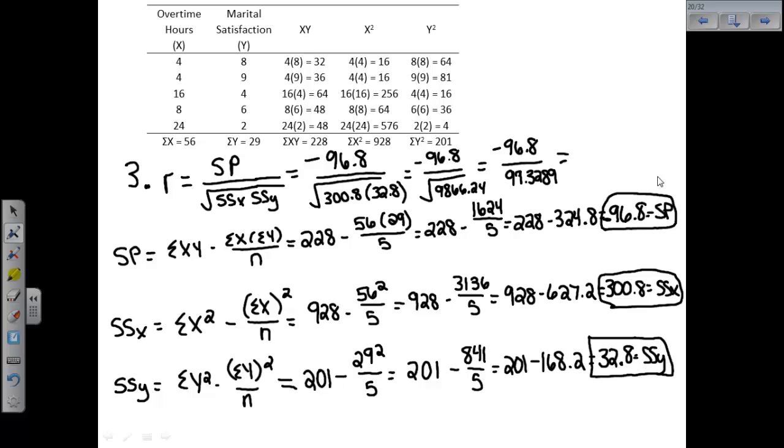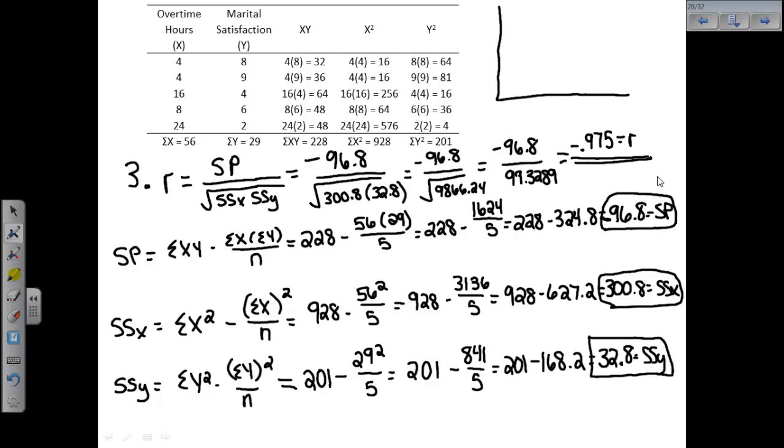And you end up with a final value of negative 0.975. Negative 0.975 is R. Now, I'm a bit of a hypocrite because I kept saying you need to draw your scatter plot before you do your calculations, but you can draw it afterwards as well, just to check your work. So let's go ahead and do that.